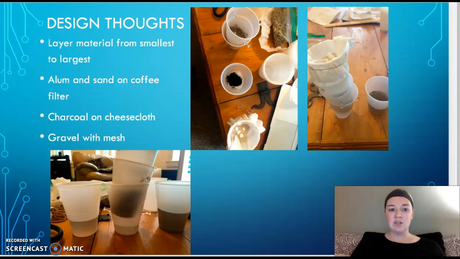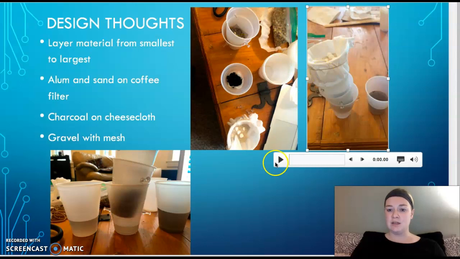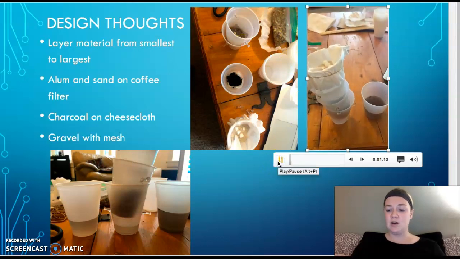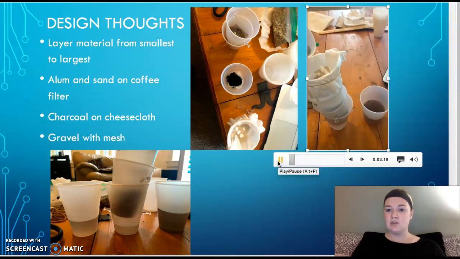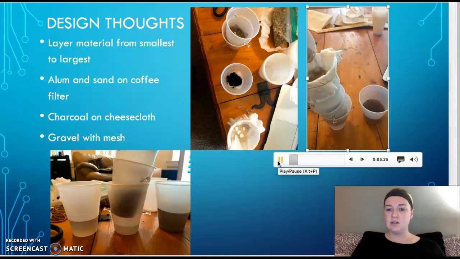So my design thoughts originally were to layer materials from the smallest to the largest. So I started with the alum and sand on a coffee filter, and then I did charcoal on top of a cheesecloth and gravel with mesh on top of it. So here is pouring in the water to my first design.